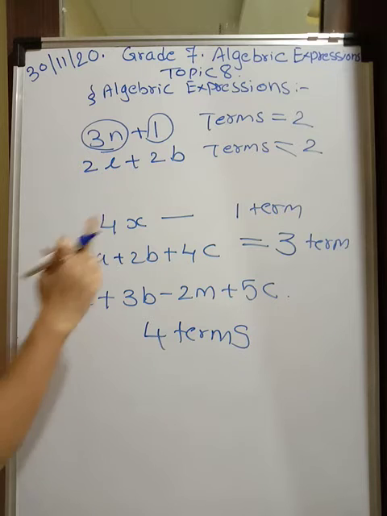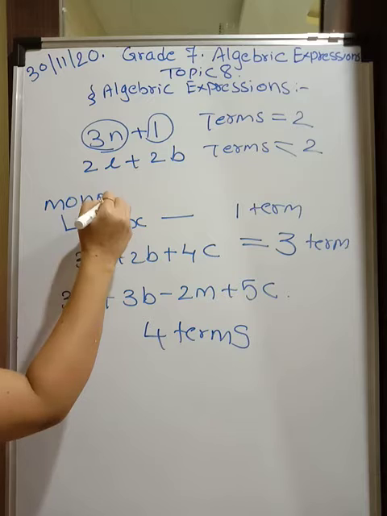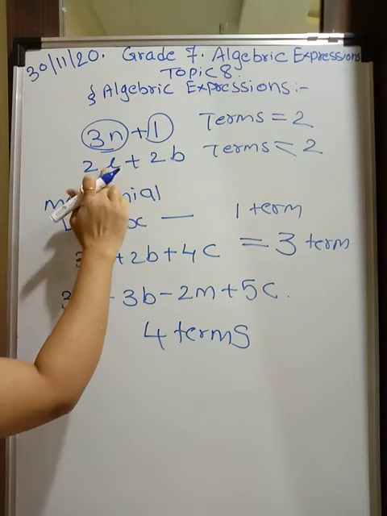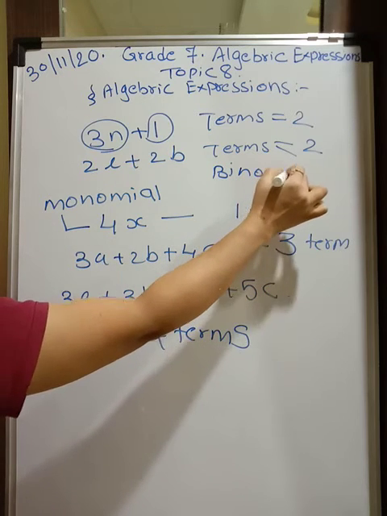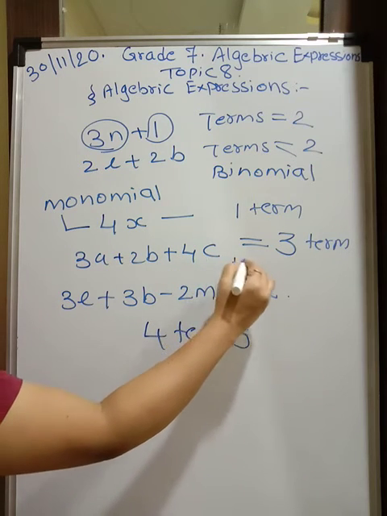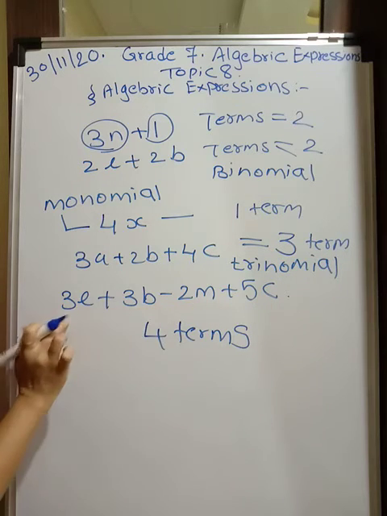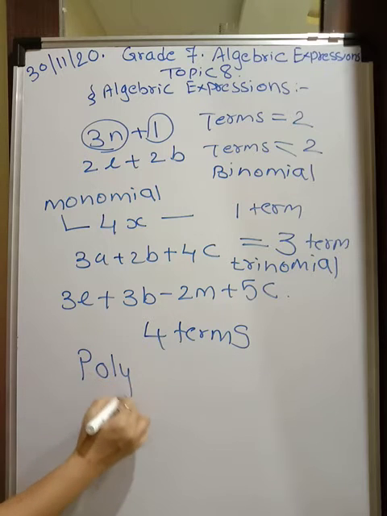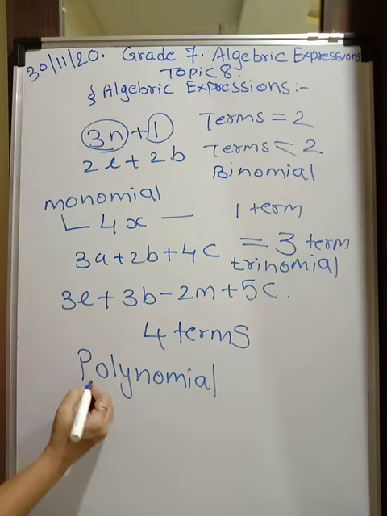expressions. If there is only one term, it is called as monomial. Okay. If there are two terms, then it is called as bi means two, binomial. If there are three terms, it is called as trinomial. And if there are many terms, more than 3 or so many terms, it is generally called as polynomial. Is this clear? Poly means many.